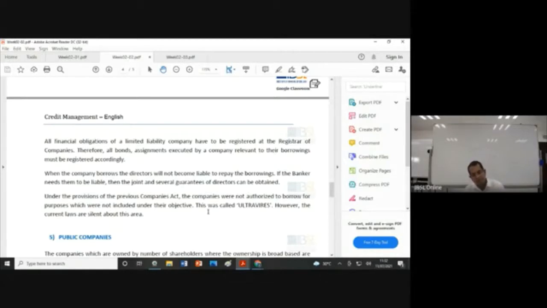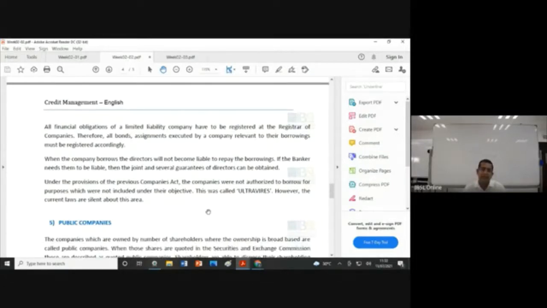Previously, a company incorporated for land development, if you give money for trading business, you can't sue. Your objectives are different from borrowings. But now, objectives are silent. Ultra vires clause, it is silent. Therefore, a land company also can borrow for trading.